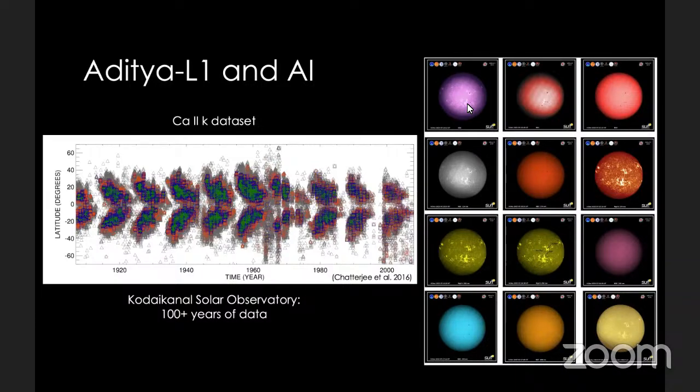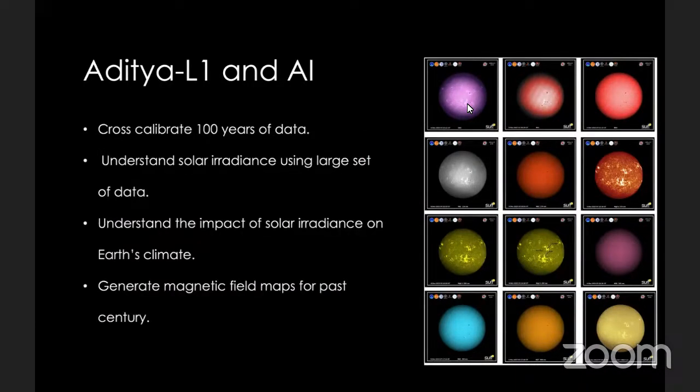Now we have much more improvement, but I just wanted to highlight the cross calibration of these 100 years of data, understanding the solar irradiance using the large set of data, and understanding the impact of solar irradiance on the Earth's climate. So the point is that there's so much scope and so many different projects one can look at. It really needs huge human resources. It's just not possible for a few individuals to do. So Aditya is a mission which really demands a lot more people to work on it.